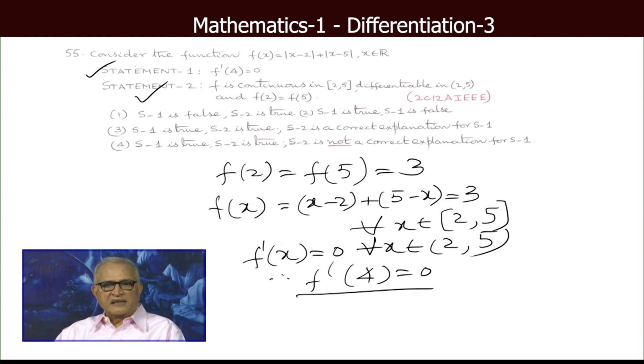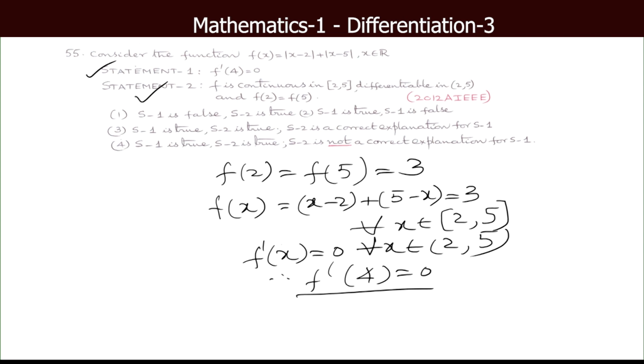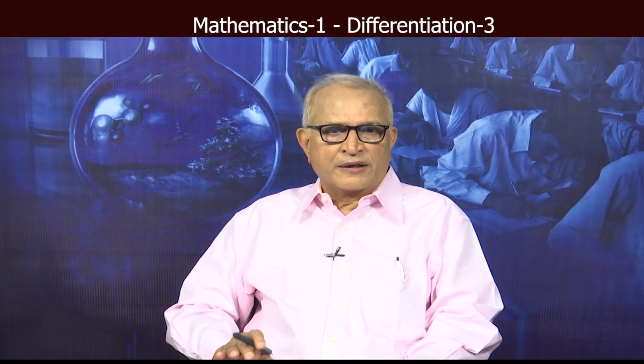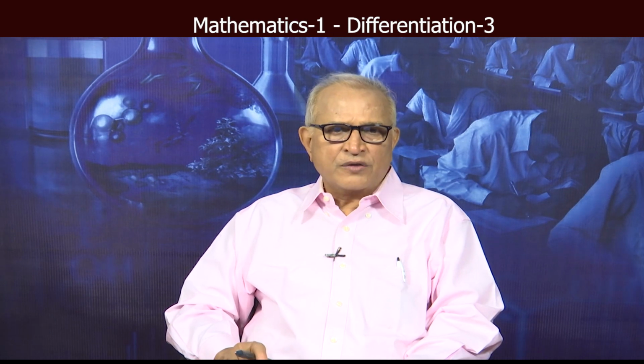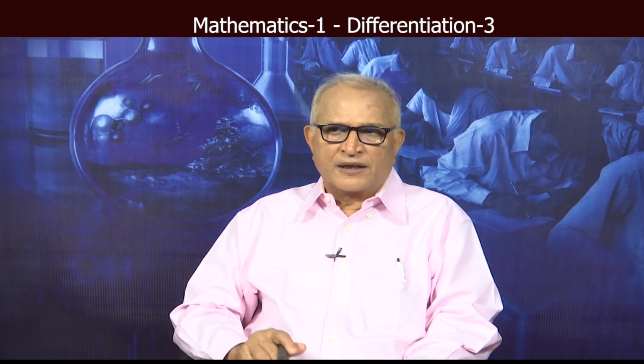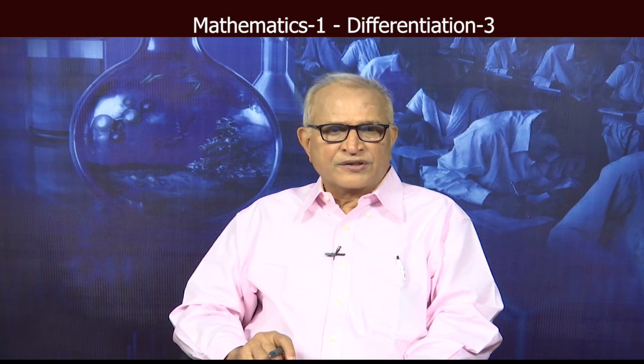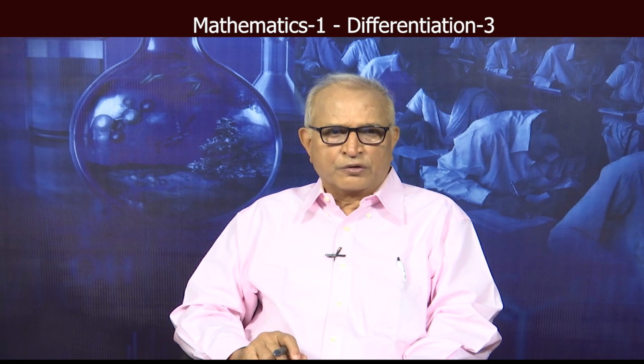But you cannot say that statement 2 leads to statement 1, because statement 2 only says that f dash vanishes at least once for some point in the open interval 2, 5. That need not be equal to 4. So, to ensure that f dash at 4 equals 0, you have to observe that f is a constant in the interval 2, 5. As such, its derivative is 0 everywhere in the open interval 2, 5.